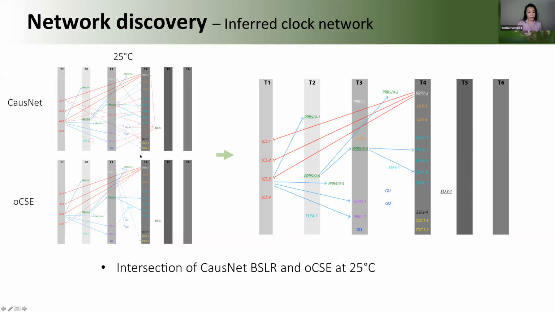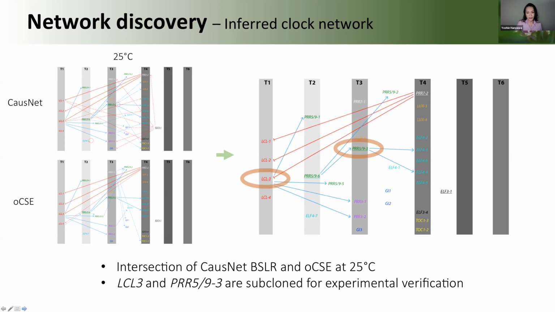So the next step: what we want to do with these 9 networks is complex. So we decided to focus on 25-degree networks and looked at only the intersection of those 2 algorithms' outputs. And we have a much simpler, well-supported network here, although it's still an inferred network. The next step, we really need to do verification of whether we are looking at real regulatory interactions or not.